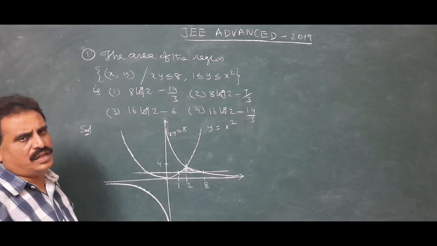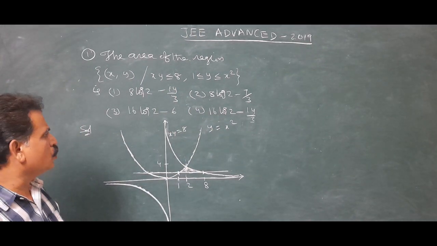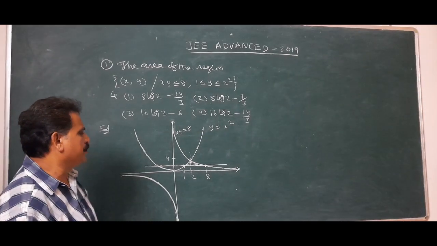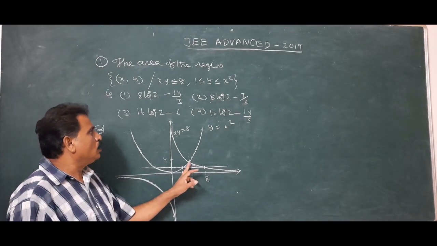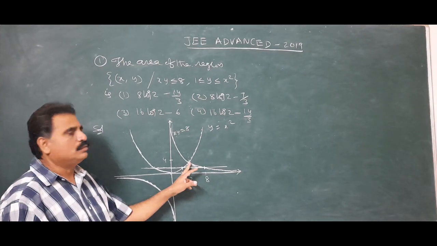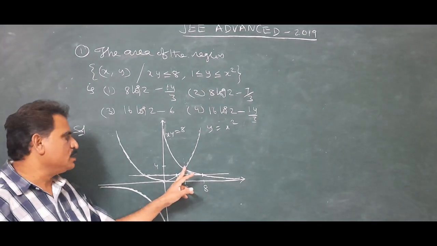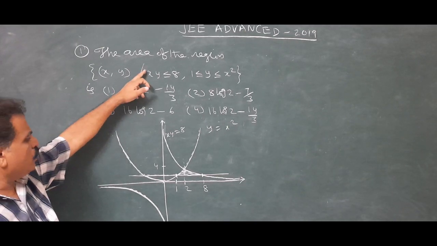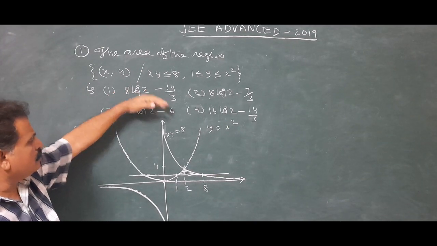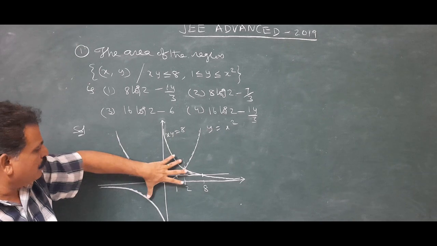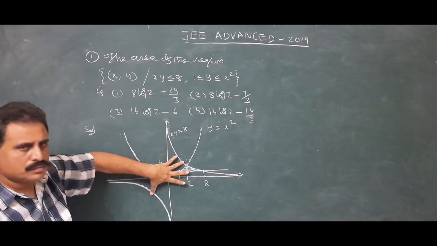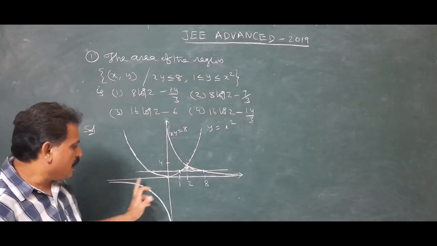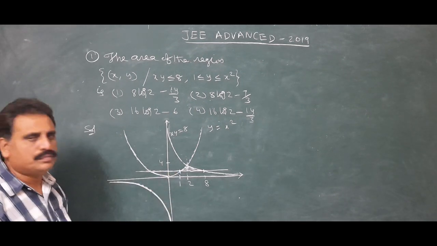These two intersect at the point (2, 4). This point is (2, 4). Now here, xy ≤ 8 means downward, between these two curves. xy = 8, between these two.